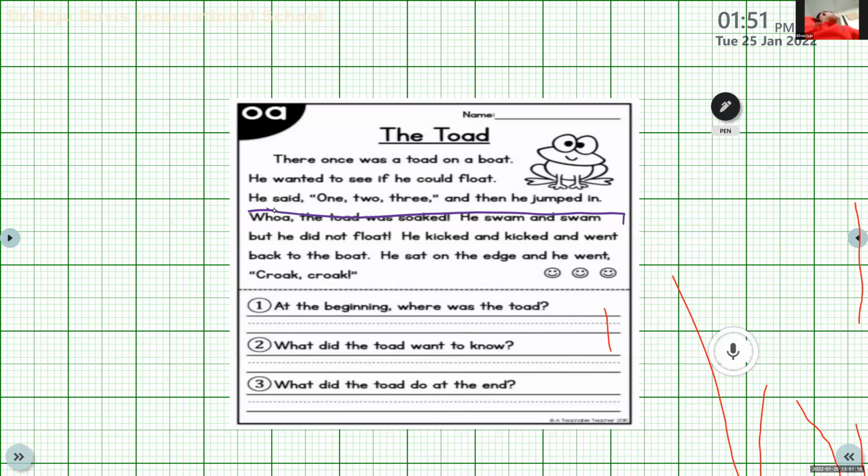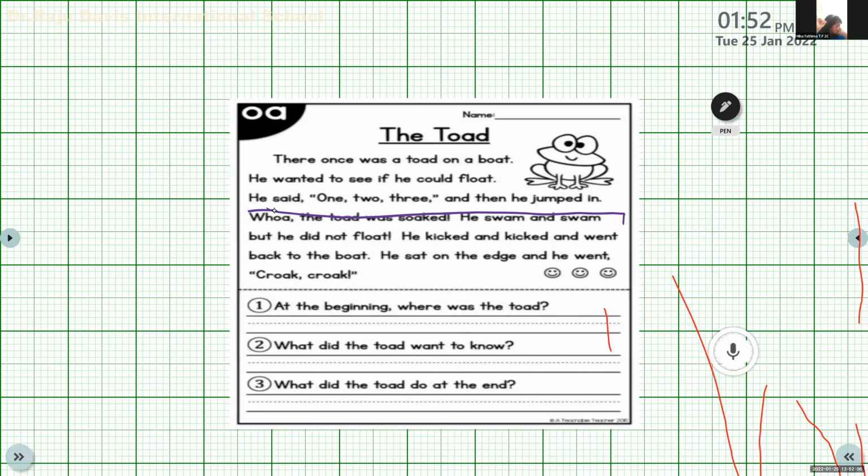Hiba, come on. Read. The toad. There once was a toad on a boat. He wanted to see if he could float. He said one, two, three. And then he jumped in. Good. Thank you, ma'am. You're welcome.